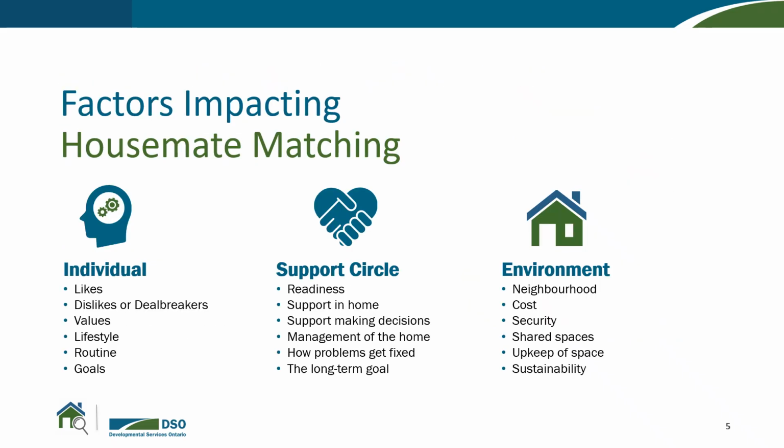We will begin this module by talking about some of the most common factors that impact housemate matching. We have divided the information into 3 categories. The individual section refers to the person living in the living situation who is looking for a housemate and is or will be receiving support. The support circle refers to the people around the individual. This often includes family, if available, friends, other natural supports, and/or paid support. The environment refers to the physical space of the home, the surrounding area, and the community.